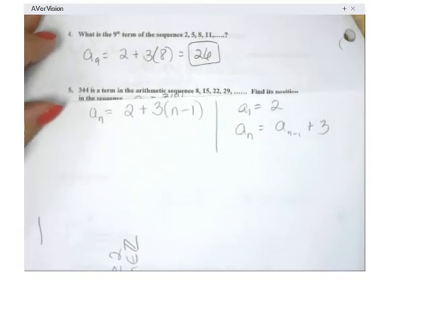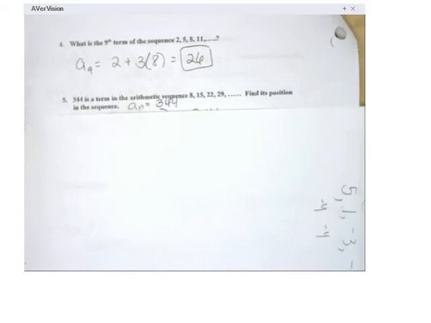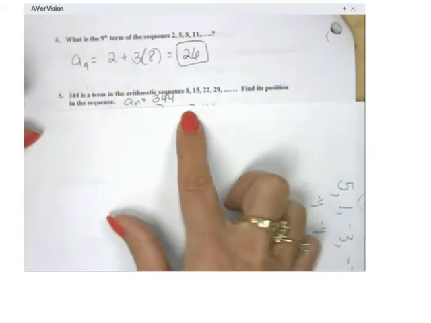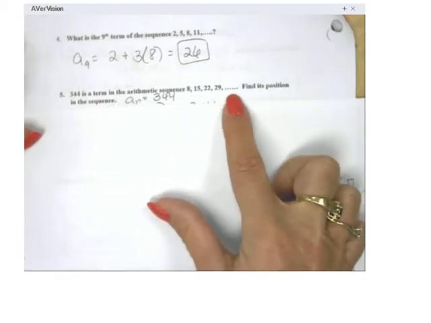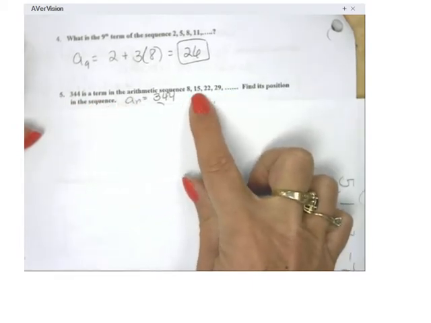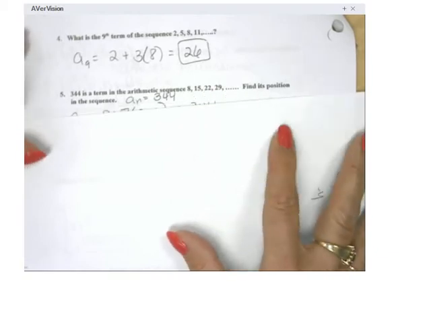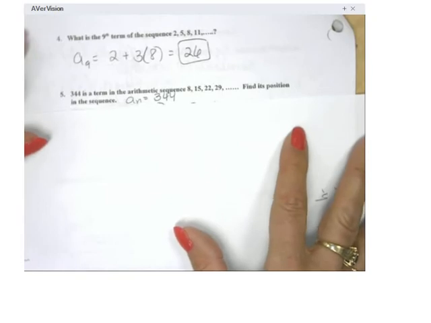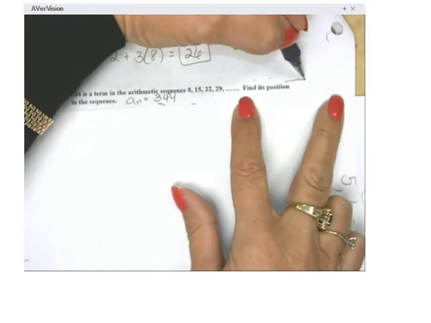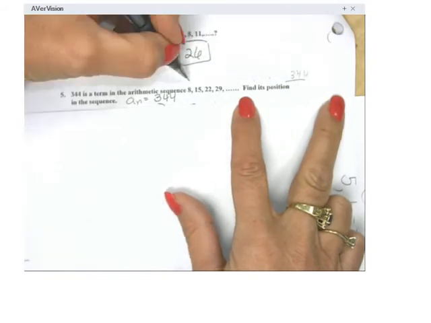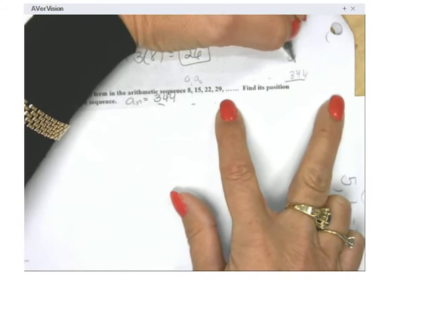Now sometimes we have to do a little bit of algebra, and be careful of the way the question's worded. 344 is a term in this arithmetic sequence. And notice I go up by 7, up by 7, up by 7. So my common difference is 7. And we want to find the position of this term. So somewhere down the road here, there's a number that is 344. This is the first term, second term, third term, fourth term. I want to know what term that is.